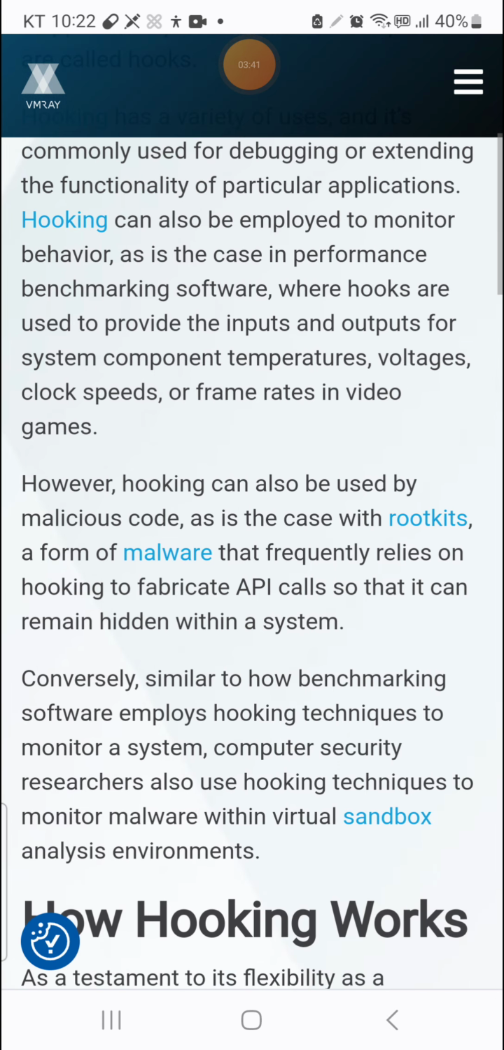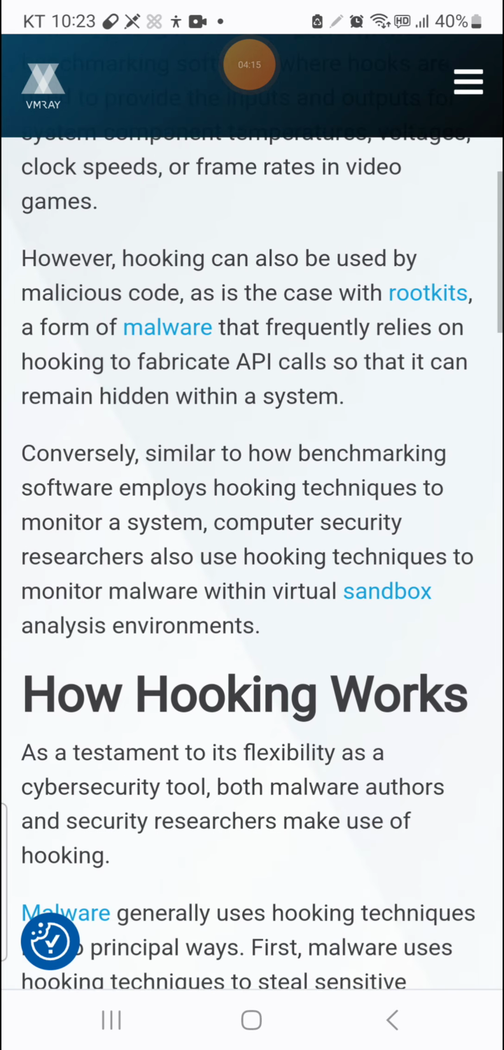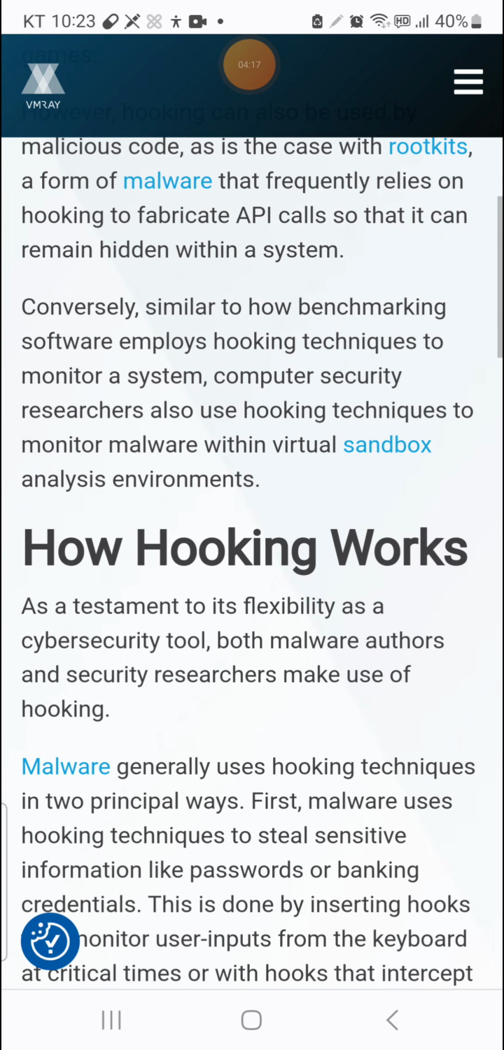However, hooking can also be used by malicious code, as is the case with rootkits, a form of malware that frequently relies on hooking to fabricate API calls so that it can remain hidden within a system. Conversely, similar to how benchmarking software employs hooking techniques to monitor a system, computer security researchers also use hooking techniques to monitor malware within virtual sandbox analysis environments.